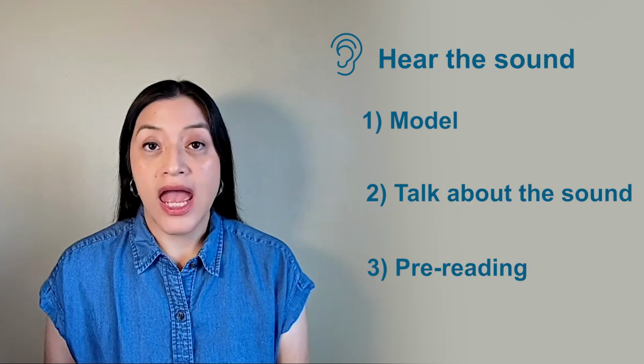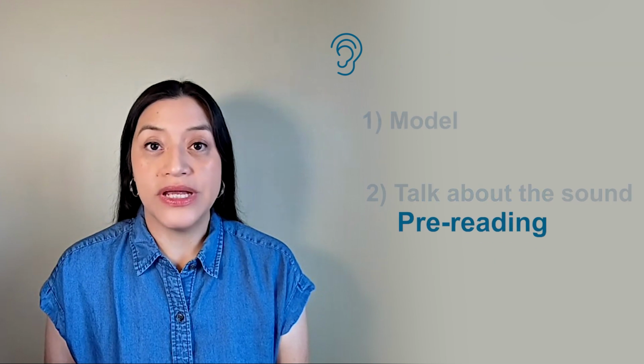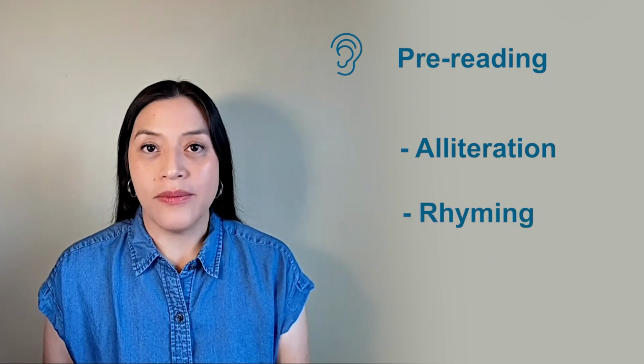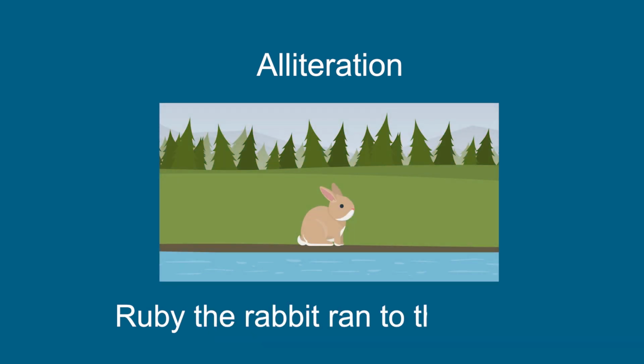The last way you can help your child hear the sound is to use pre-reading skills, like alliteration and rhyming. Alliteration means to say many words that start with R, like Ruby the rabbit ran to the river. Point out the sound to your child. Say, I hear R at the beginning of Ruby, rabbit, ran, and river.